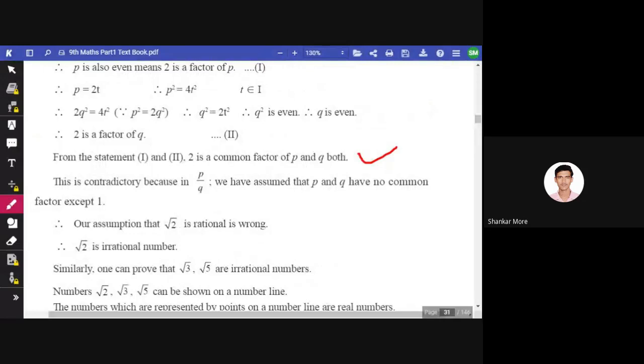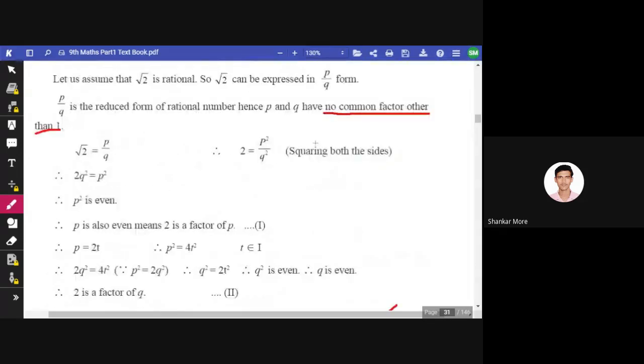This is contradictory. Do you understand what contradictory means? We say something in one statement and something opposite in another statement. In the first statement we said that p and q are two numbers that have no common factor other than 1. But in the second statement, we are saying that p and q have 2 as a common factor. So this is contradictory.